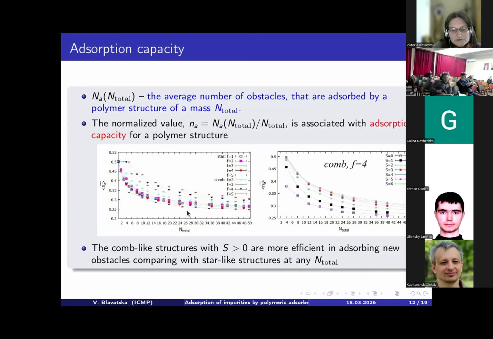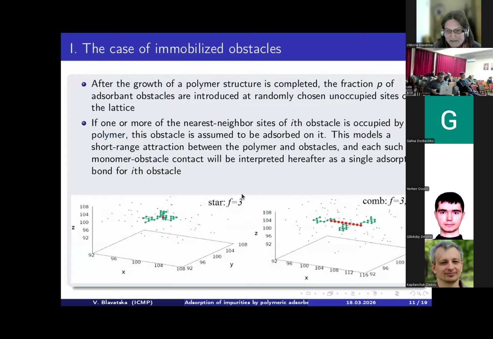What is more important to notice here is that star polymer structures are not so efficient in catching, adsorbing particles. This lower curve corresponds to a star-like structure with 5 as the maximum number of branching points. On the opposite, complex structures are very efficient, and this upper curve corresponds to a complex structure with 5. So it looks like here we have 5 of these grafting chains.